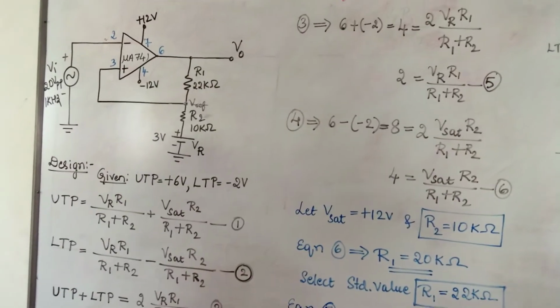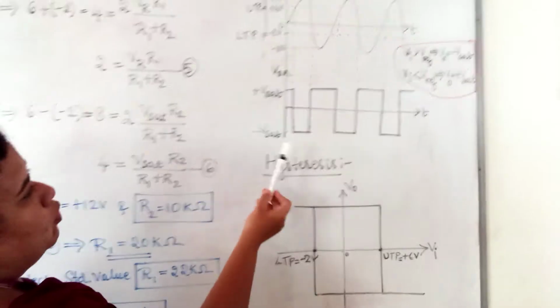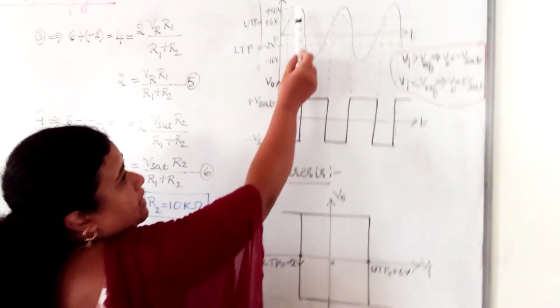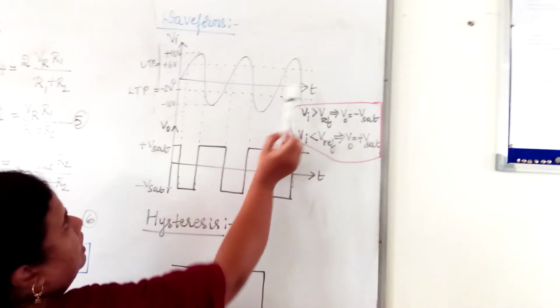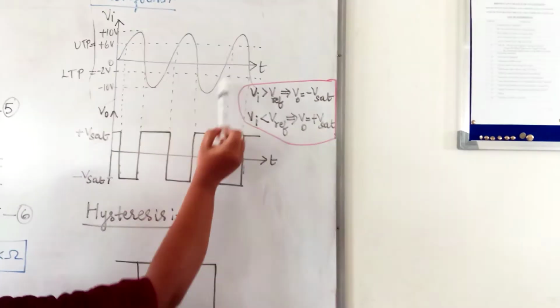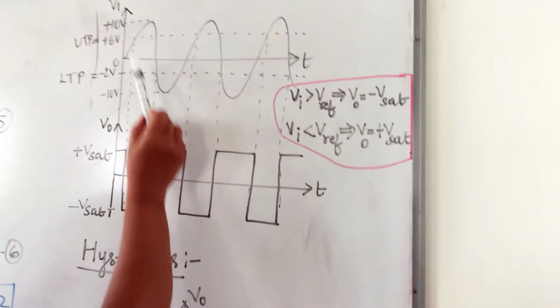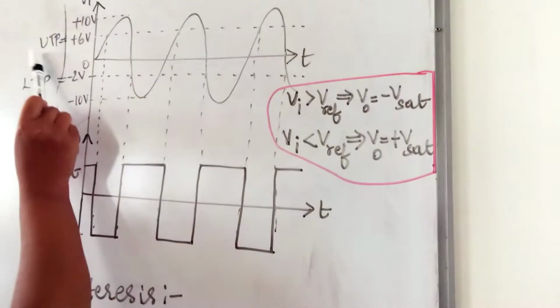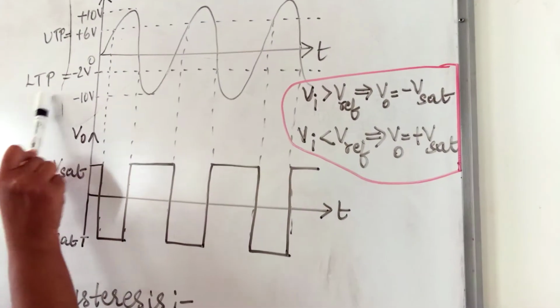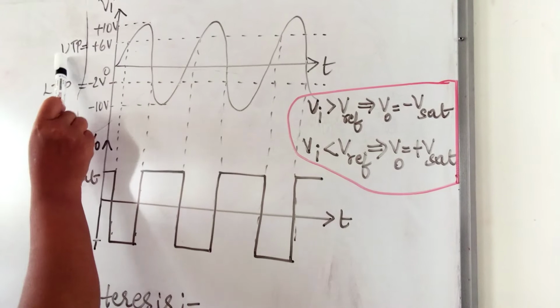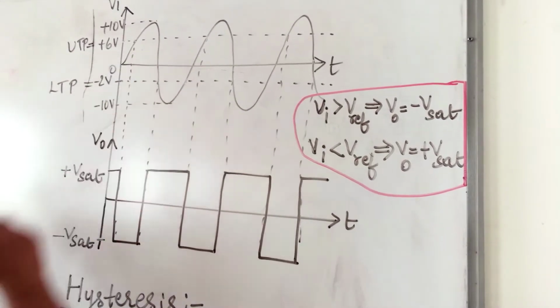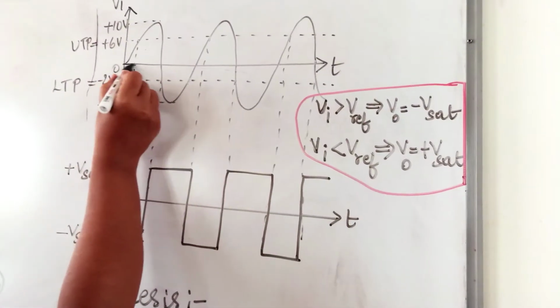Now let us see the input and output waveforms. See, this is the input. Input is the sine wave. The amplitude of the input should be greater than the UTP and LTP values. UTP we have assumed plus 6. Plus 6 means this is the origin.